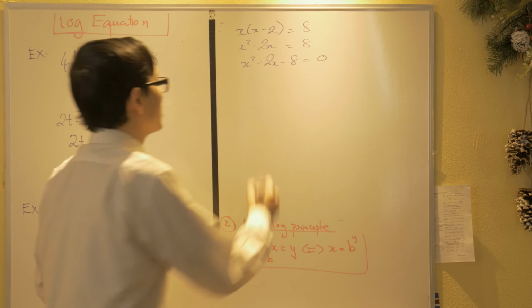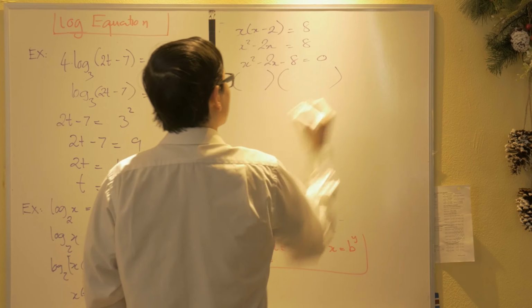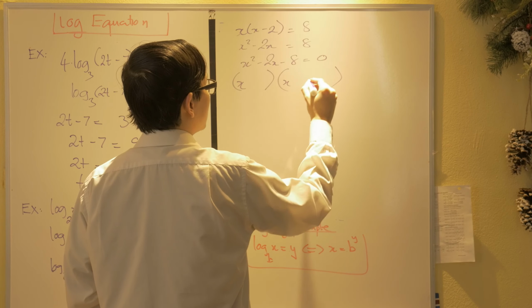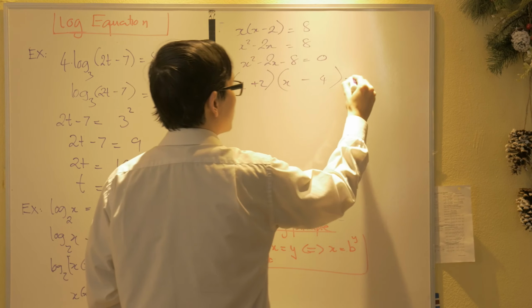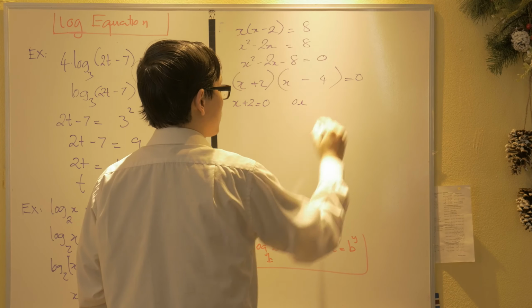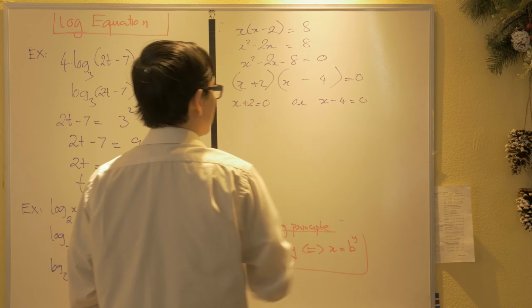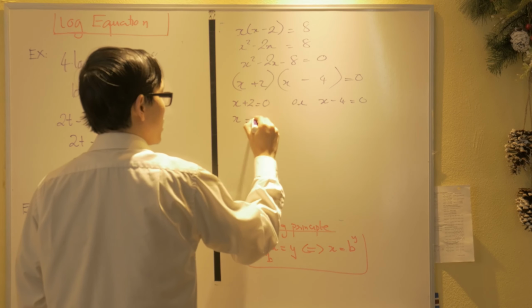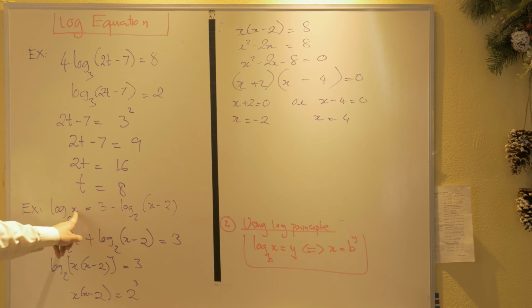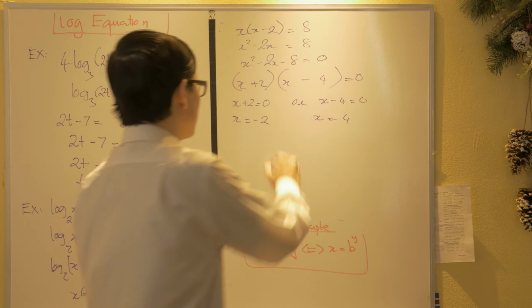And everybody knows how to solve a quadratic equation. It gives you x minus 4 equal to 0 and x plus 2 equal to 0, using the zero product property. x equal to negative 2, x equal to 4. Then x equal to negative 2 doesn't work, because it means that we have log base 2 of negative 2. We never have log of a negative number, so we know that this doesn't work right away.